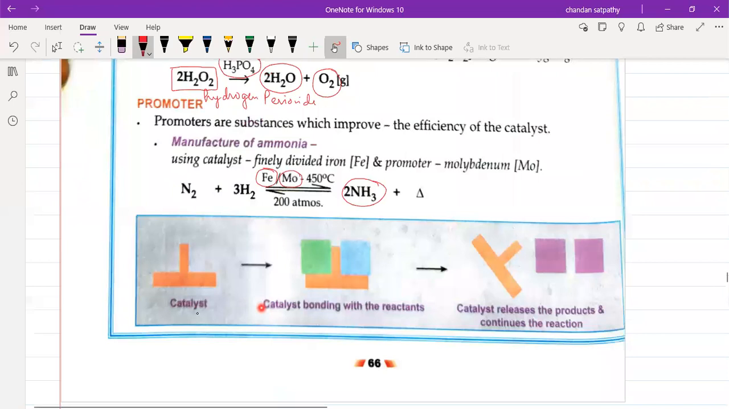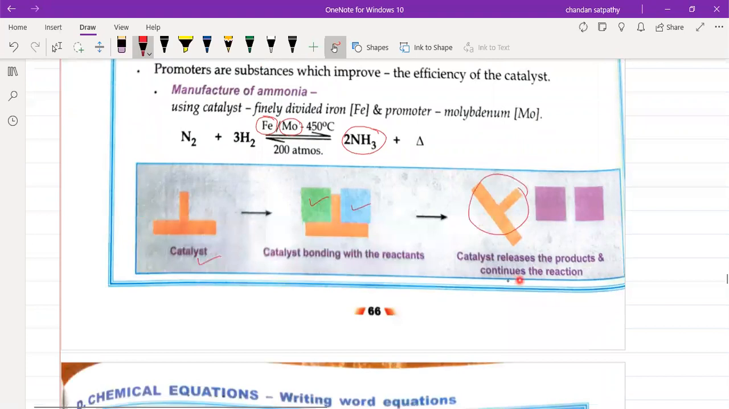So here a catalyst is given. What it does is help the reactants to combine with each other properly. But it does not react. It will always remain separate from the reactants.